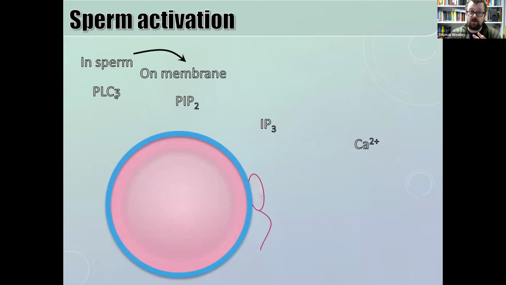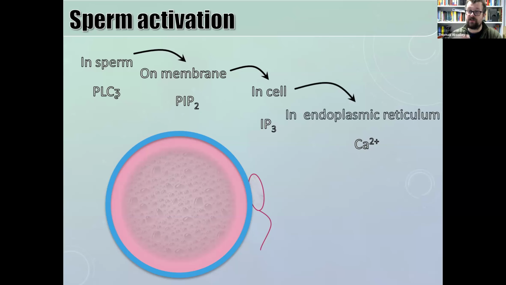And what it was thought is that then, and I will read this directly from the paper because I can never remember it, PLC zeta hydrolyzes its substrate PIP2 to produce the calcium-releasing messenger IP3. Okay, so PLC zeta in the sperm hits the membrane, that activates the PIP2, that then activates the IP3 in the cell, and then that kicks off calcium-induced calcium release.